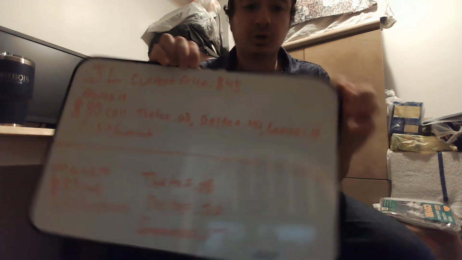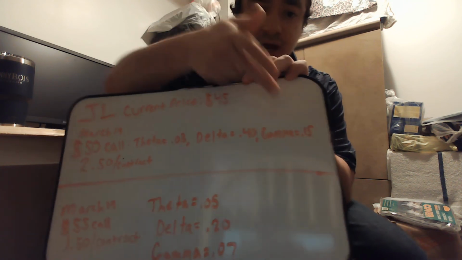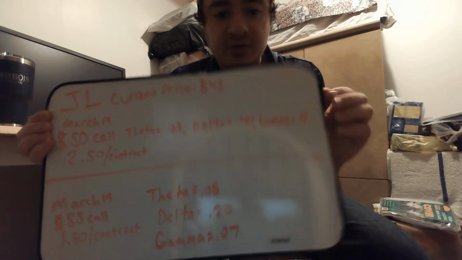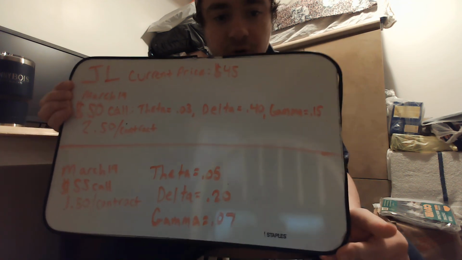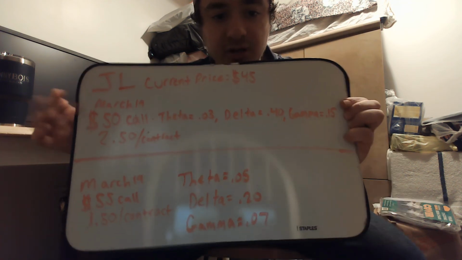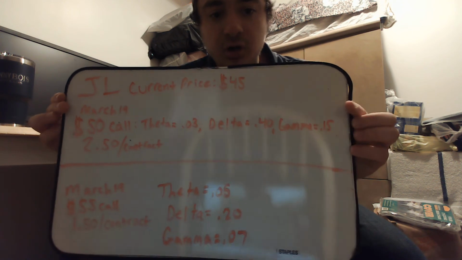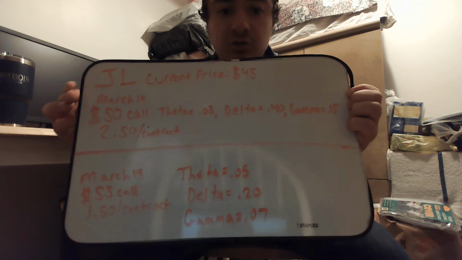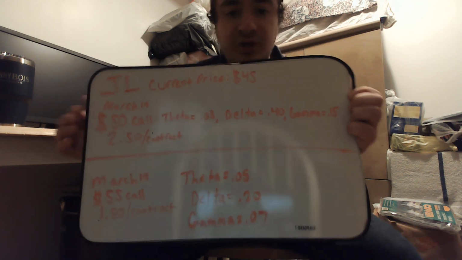Basically, for this, we're going to be looking at a made-up stock, JL. The current price is $45 per share. And we're going to be looking at the March 19th $50 call. That's $2.50 per contract right now. Your theta is 3 cents.